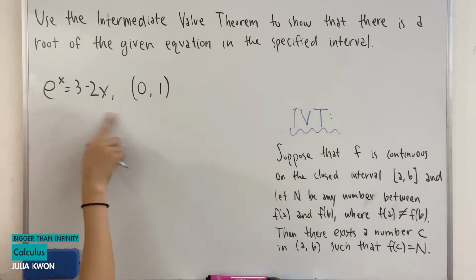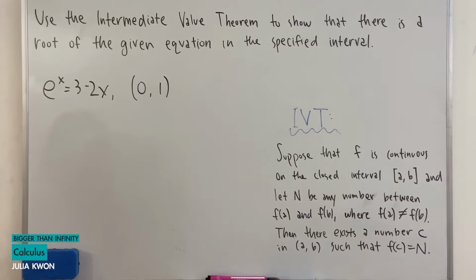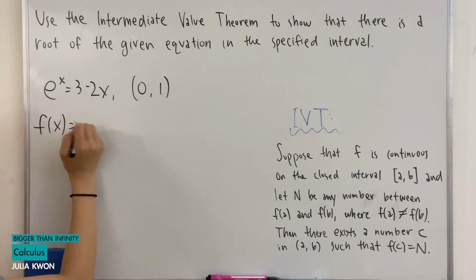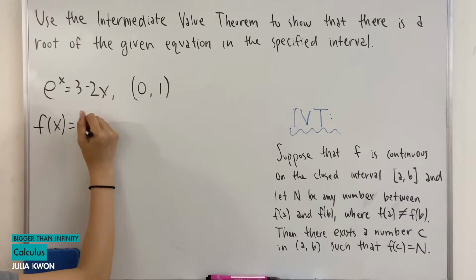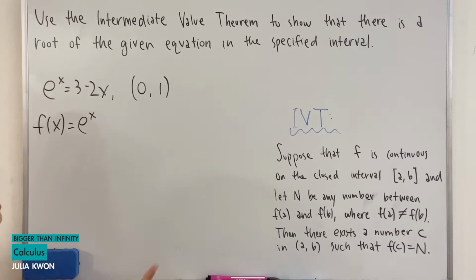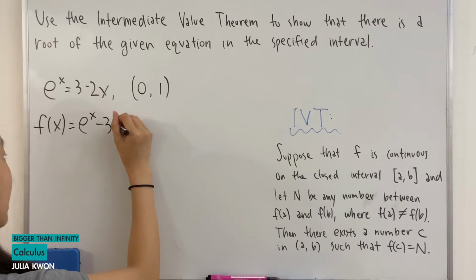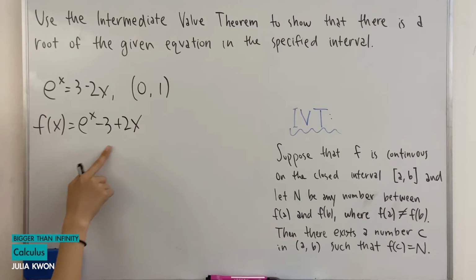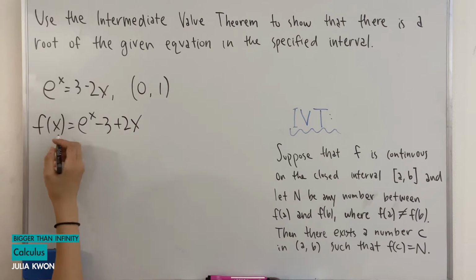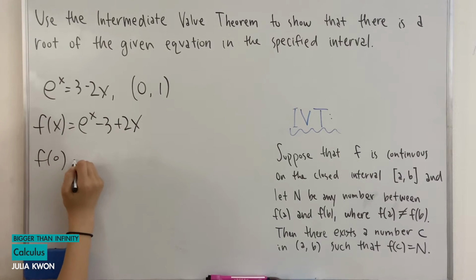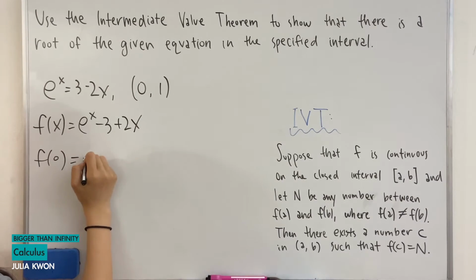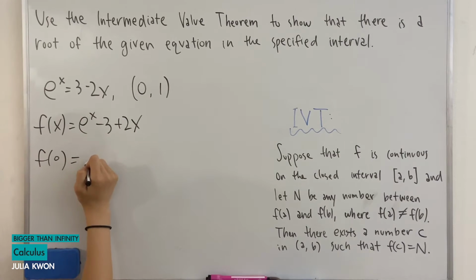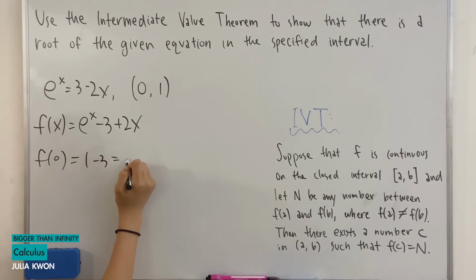So using this, we're going to find a root for a function. So if our equation is e to the power of x equals 3 minus 2x, we're going to subtract 3 on both sides and add 2x on both sides. So we'll have this, and we'll call this f(x), and then we can put in x is equal to 0, that would get us e to the power of 0, which is 1, minus 3, which is equal to -2.